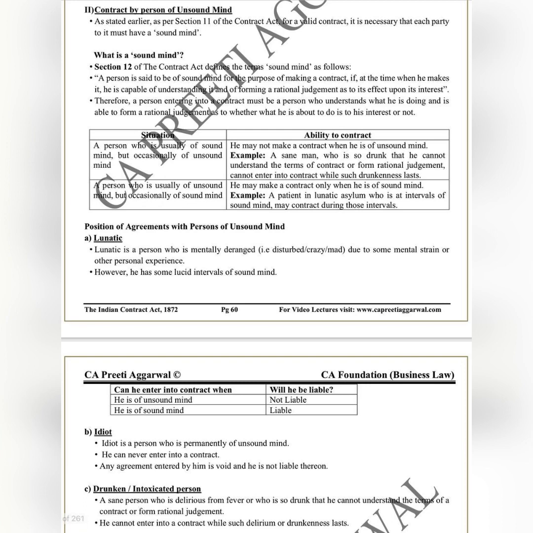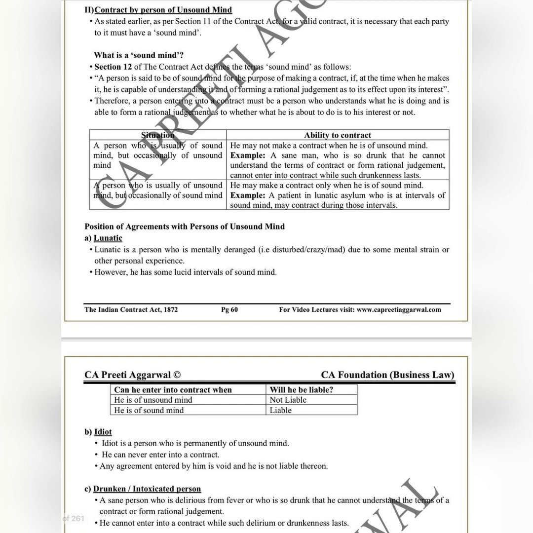So, contracts by person of unsound mind. See, we cannot enter into a contract with a person of unsound mind. He's disqualified from contracting, and that is mentioned in Section 11. So as per Section 11, the person must be of sound mind, which also implies that you cannot enter into a contract with a person of unsound mind.